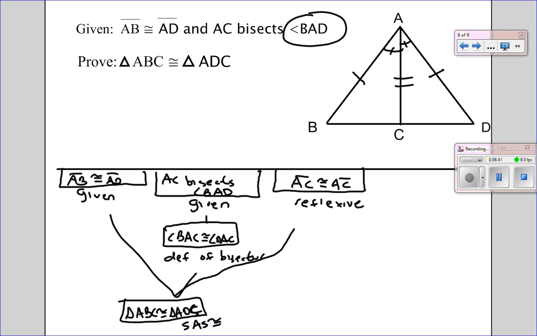Now remember to do the homework and to keep practicing the proofs, because the way you get good at these is by practicing and practicing and practicing some more.